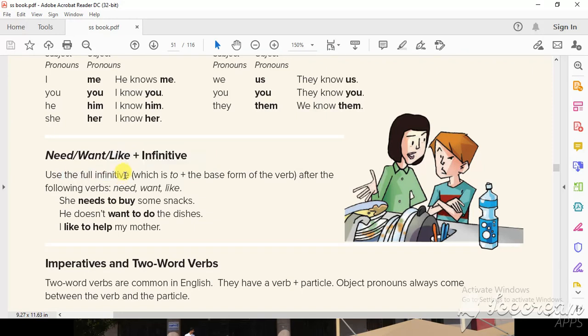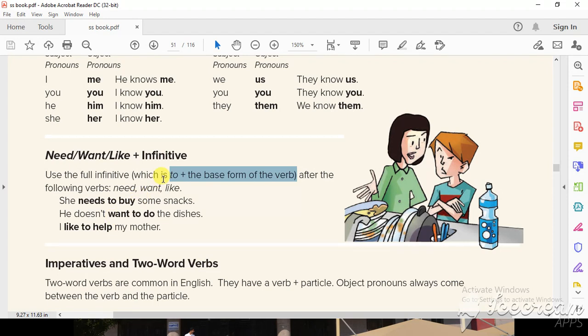Full infinitive. What's the meaning of full infinitive? اللي هو المصدر الكامل, which is to plus the base form of the verb. Like, needs to buy, want to do, like to help.